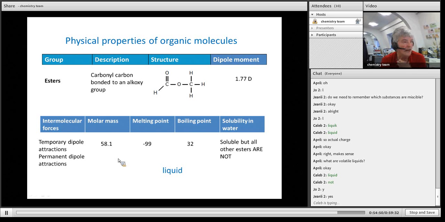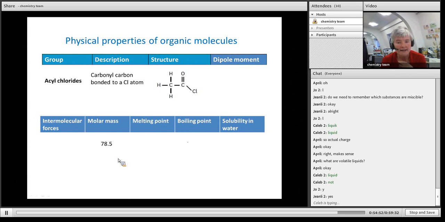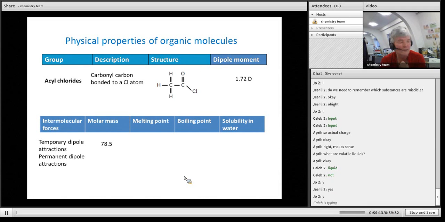Right, and then your acyl chloride has a similar dipole moment, because the chlorines don't really like giving off any of their lone pairs, so it doesn't do what nitrogen does. And what do you think about its solubility? Yep, it's soluble. So it is also a liquid, and actually it is very, very reactive with water.